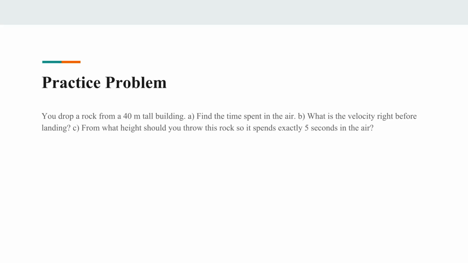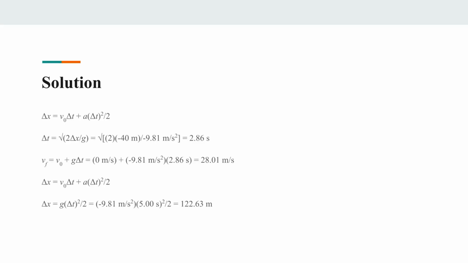Part B, what is the velocity right before landing? We already know the time, and the initial velocity is 0, and that makes it really easy. It's just substitution here. We don't even need to rearrange anything. We have 0 meters per second plus negative 9.81 meters per second squared times 2.86 equals negative 28.01 meters per second.